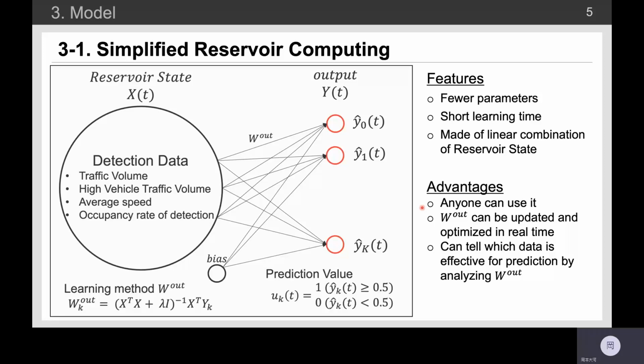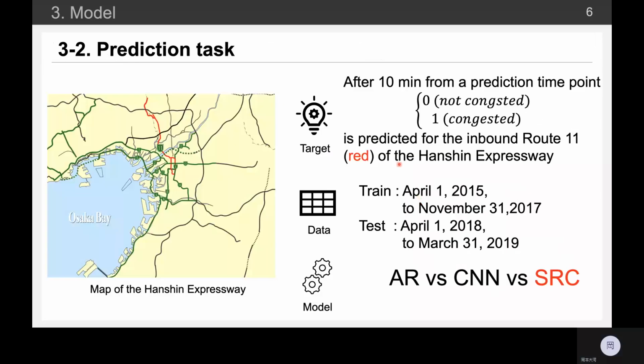Next, I'll discuss the details of the prediction task. The target of the prediction is the red line of the Hanshin Expressway in Japan shown on the left, and we develop a binary classification model to predict whether traffic congestion occurs 10 minutes after the prediction time point.